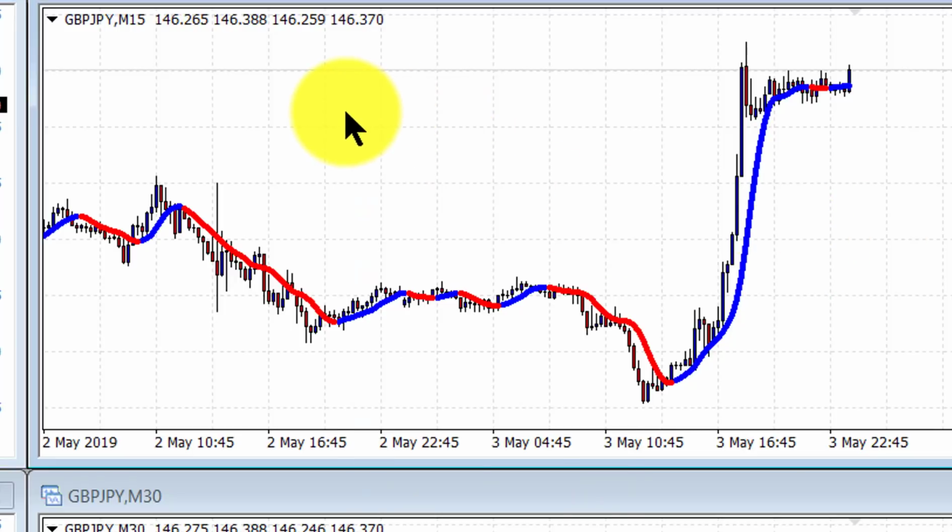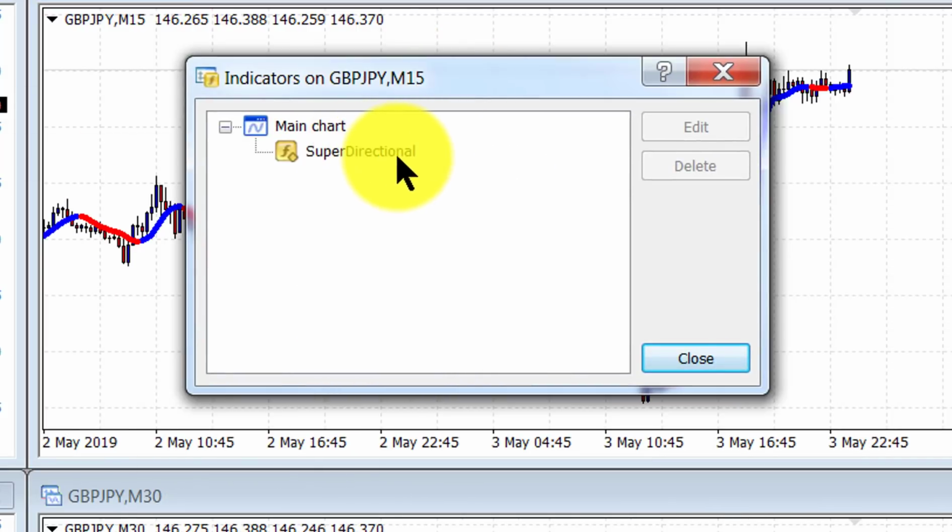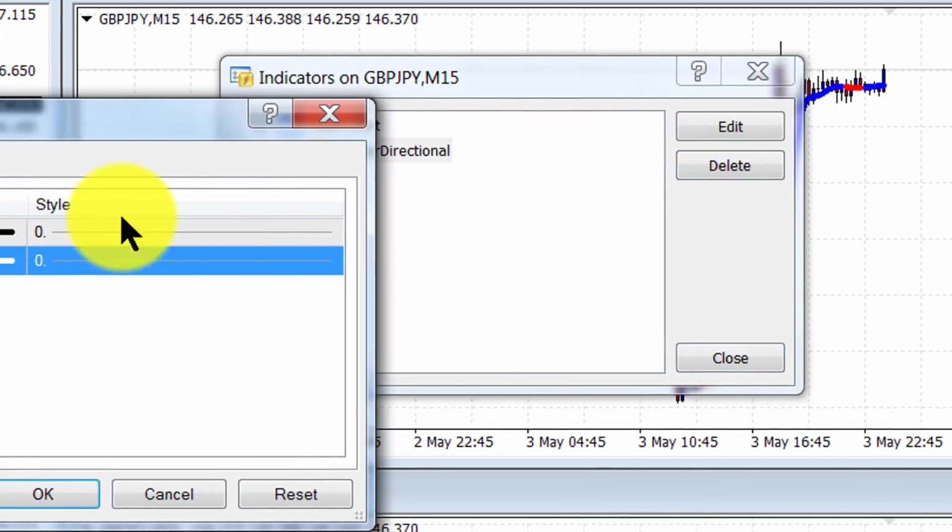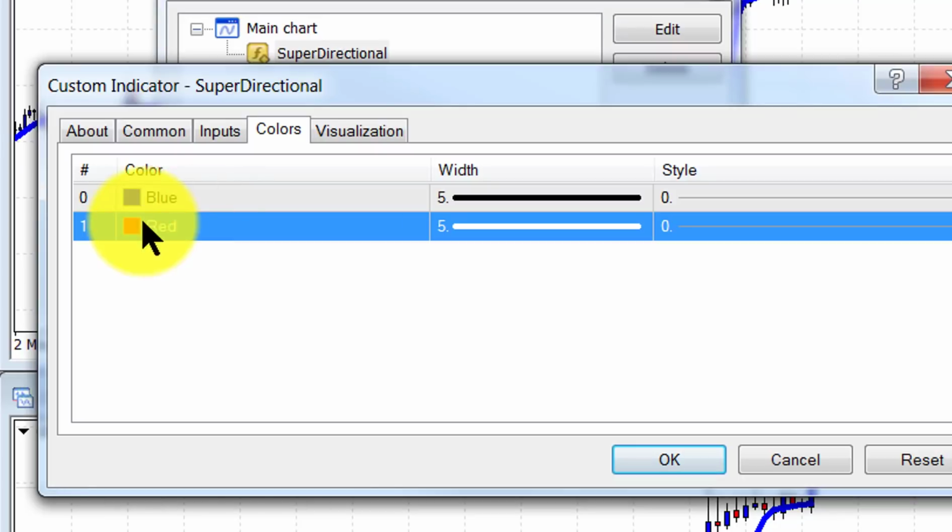Now, this indicator is so simple. I'm just going to show you the settings. There it is, the super directional indicator. Going to edit that. And here you can see you can change the colors of those lines. If you don't like blue and red like I've got it, you can change it, and you can change the thickness. If you think that is too thick, you can change it and make it smaller.